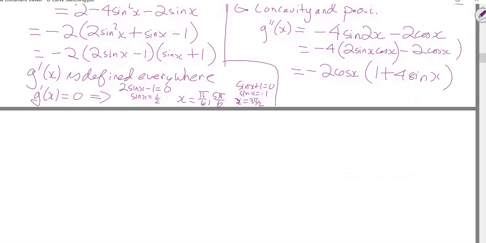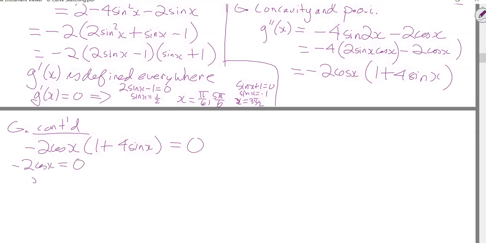No room up there. We'll just continue down here. G, continued. Okay, so what do we want? Negative 2 cos x times the bracket 1 plus 4 sine x. So we want that to be 0, which means negative 2 cos x is 0, and x is, anyone? Pi by 2 and 3 pi by 2. And 1 plus 4 sine x is 0, 4 sine x is negative 1, sine x is negative 1/4.